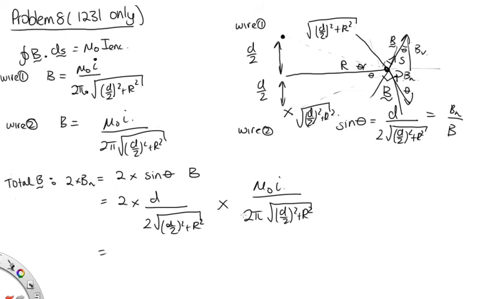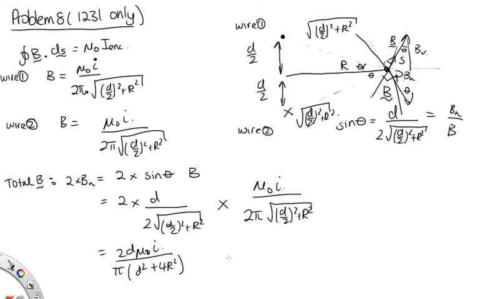Okay, so just solving this, we end up with 2d mu naught I on the top, and down the bottom we'll put this 2 in here and we'll put this 2 in here. So we end up with a pi, and when we multiply 2 square roots we get rid of the square root sign, so we end up with d squared plus 4r squared. And that's what we were asked to show.